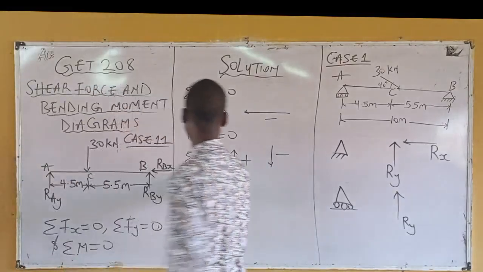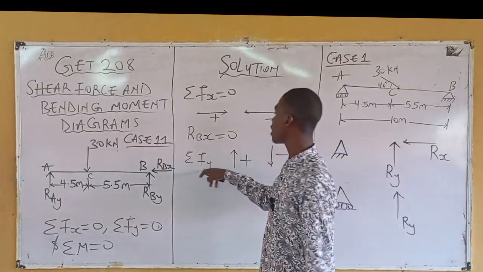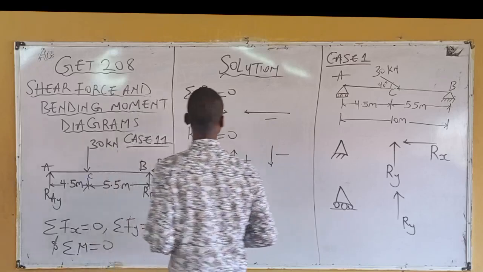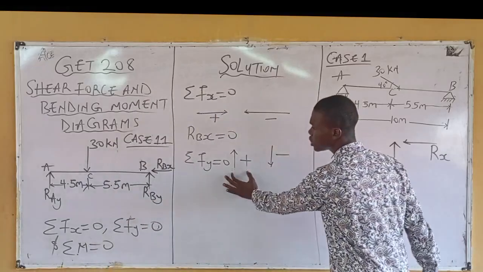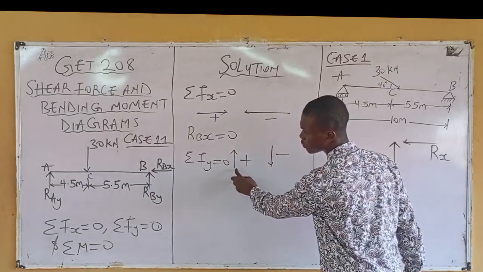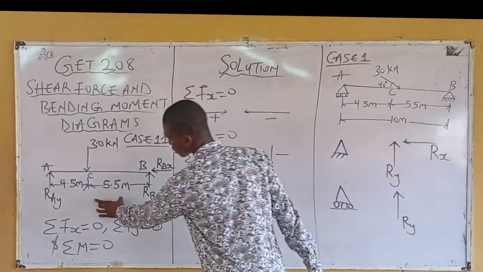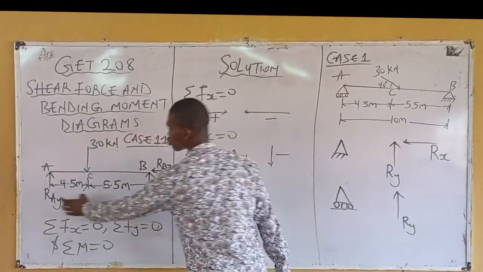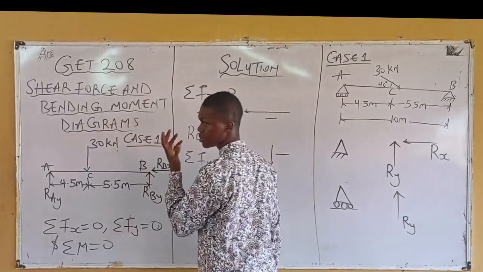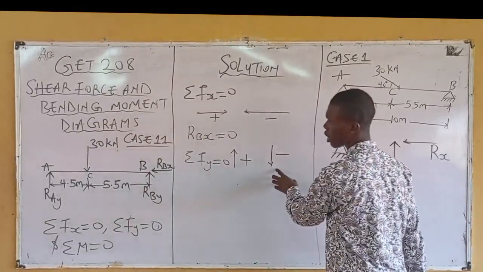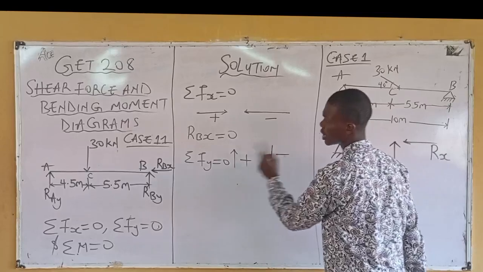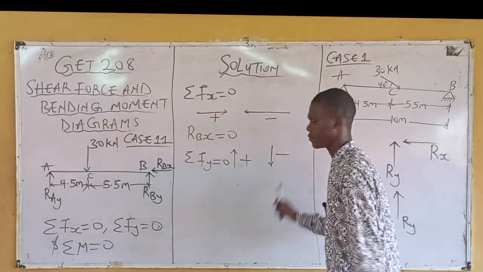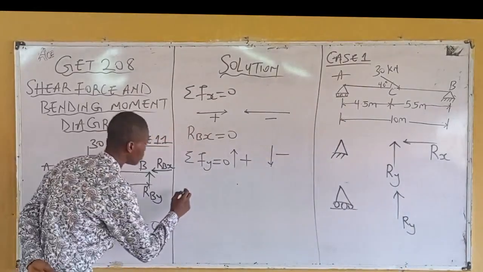Okay, now from here back to this equation: summation of Fy equals 0. Now identify how many forces of this nature do you have? Two. They are RAY and RBY. Meaning these two forces are considered positive. How many forces of the other nature do you have? 30 kilonewton. That 30 kilonewton is considered negative.